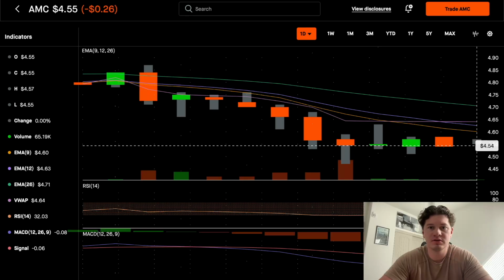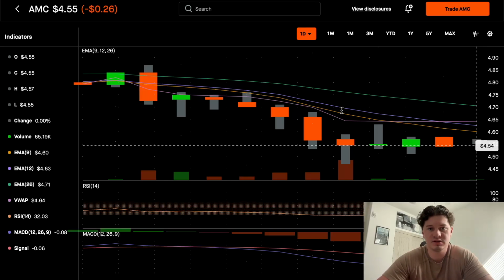So to summarize, here are some key levels to watch. Our support lines, we're going to look out for $4.50. That's going to be our immediate support level, and then if it breaks below that, then we're going to check for $4.11 because that's the 50-day moving average.